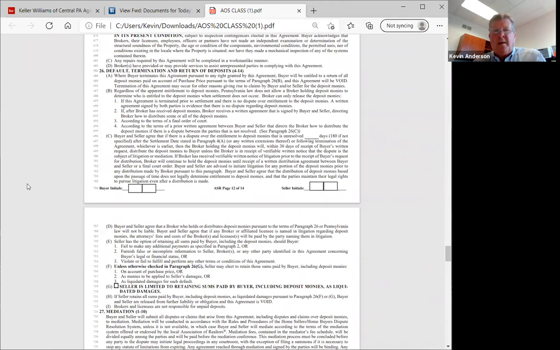That's one way. Number 2, if after the broker has received deposit monies, the broker receives a written agreement that is signed both by the buyer and seller, directing broker how to distribute some or part of the money. Again, buyer and seller have to agree.